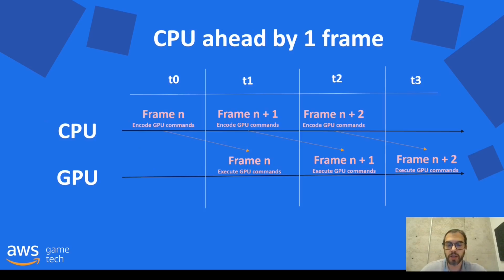So how does that work under the hood? Imagine, if you will, the CPU encodes GPU commands for frame n at time t0. It sends them to the GPU, and if the GPU is only 1 frame behind, it will actually execute those commands at time t1. The same thing happens with frame n plus 1 and then n plus 2. So this is the behavior you'll see if the GPU is exactly 1 frame behind the CPU.